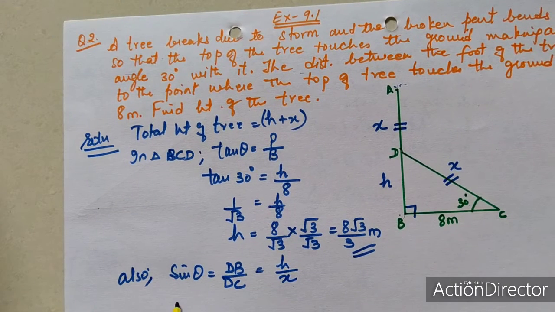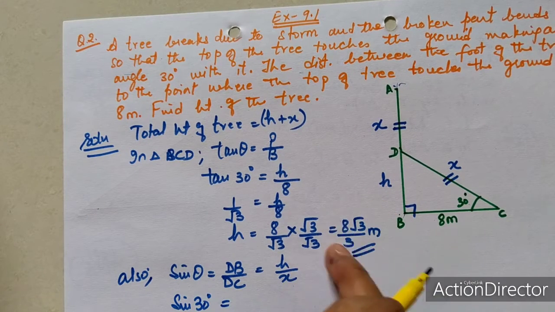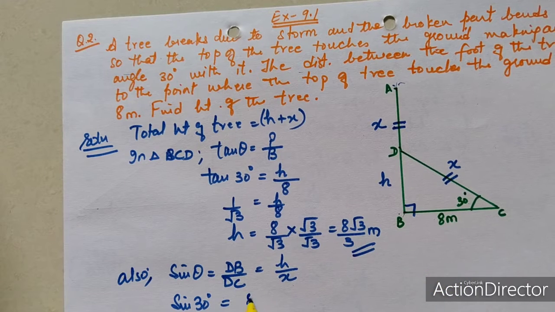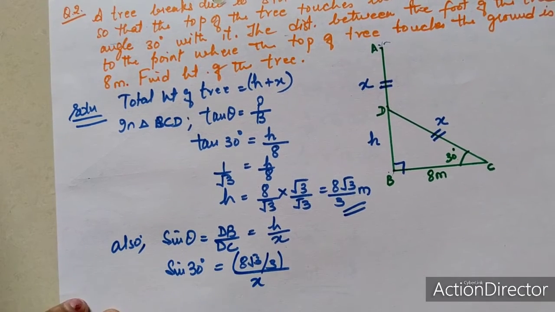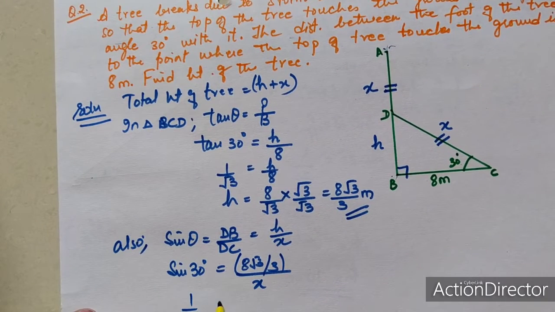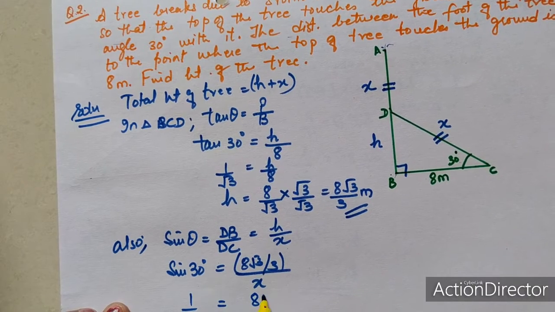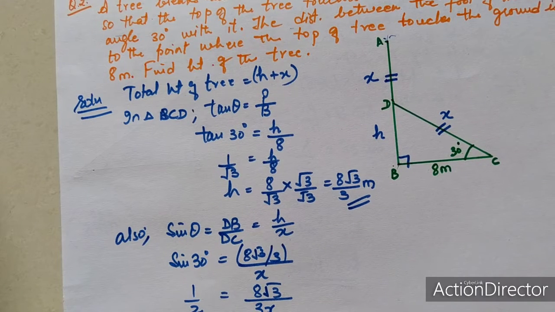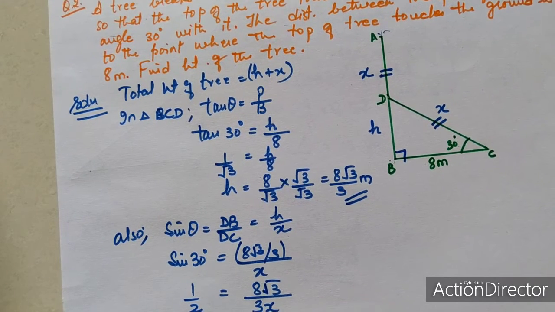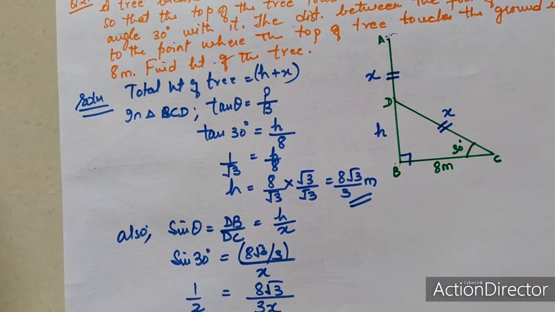So what is sin theta here? Sin theta means sin 30. H already is given as 8 root 3 upon 3. ये numerator है. X unknown. Okay, so sin 30 is 1/2. इसको हम लिख सकते हैं 8√3/3x. Got it. अब x को वहां ले जाइए तो आपको आंसर मिलेगा 16√3/3.